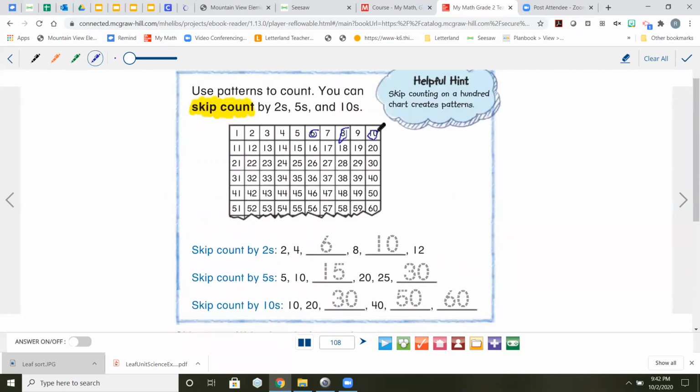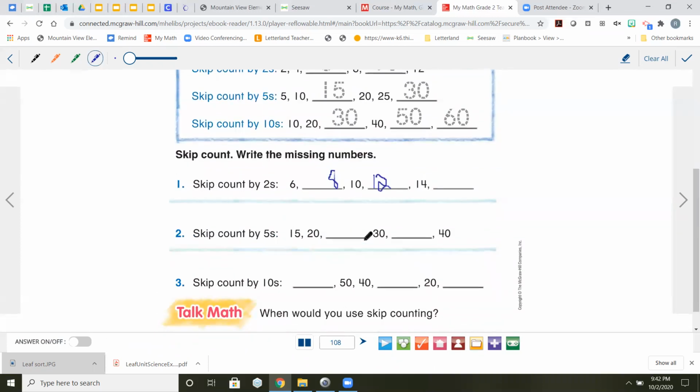So 10, skip 12, skip 14, skip the next one, and notice everything underneath the 6 will be done in the column, 6 in the 1's place. So after 14 comes 16.